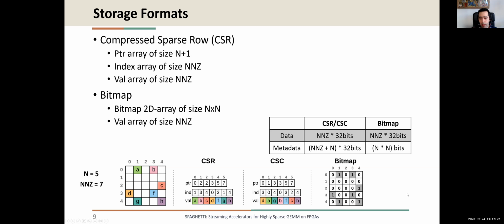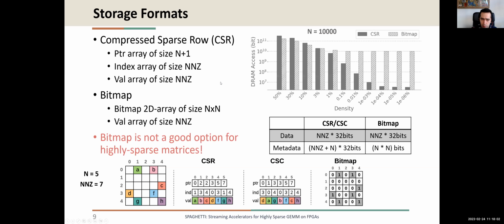But on the other side, in bitmap, for a 5x5 sparse matrix, we need to store a 5x5 matrix as a bitmap representation, and each element is just one single bit that indicates whether the corresponding element is a 0 element or a non-zero element. So no matter what the size of the matrix is, you need to have n by n bits stored in the memory to represent the sparsity pattern of the matrix.